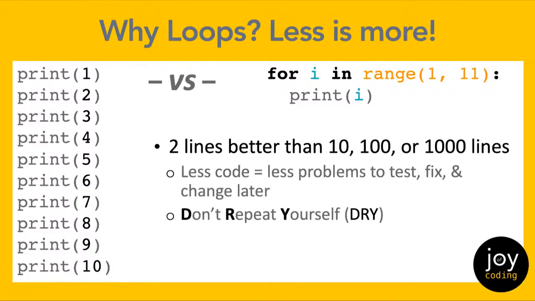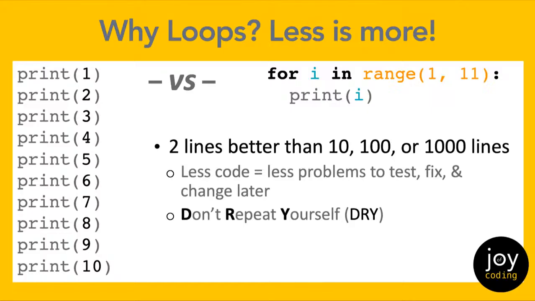So imagine for a moment that we wanted to not just print out the numbers from 1 to 10, but instead change it to print out the numbers from 1 to 100. On the left, you'd be doing a ton of copying and pasting. And on the right, if you just change the 11 to 101, boom, your 2 lines of code magically goes from printing the numbers 1 to 10 to 1 to 100. Awesome, right? And so this concept is known as DRY, not repeating ourselves.